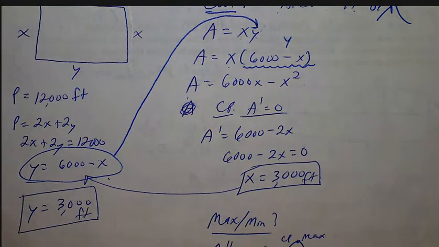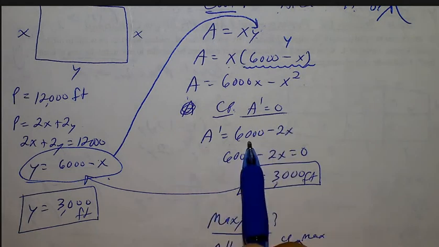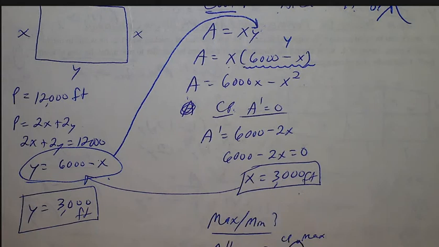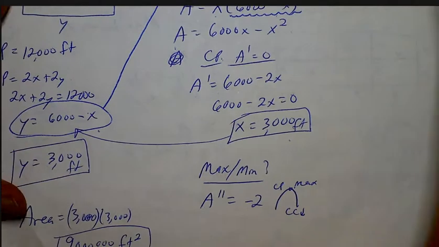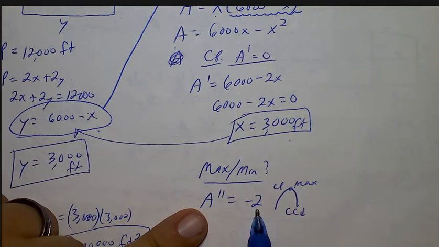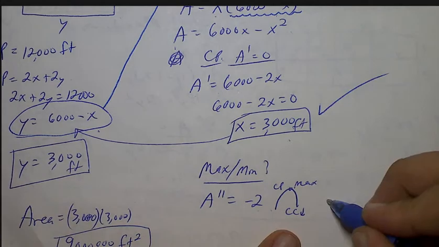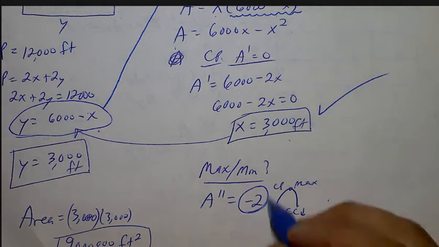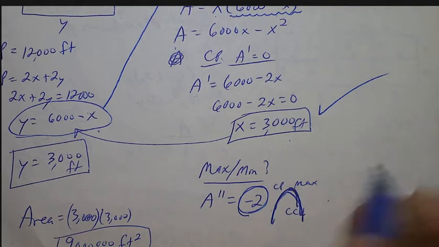So now, is that 3,000 going to be a max or a min? I'm going to use the second derivative test. So take the second derivative, which is just negative 2. And again, there's no x because I only have one critical point. That means that one point's going to be a max or a min. And because this is negative, that means our function's concave down, proving that our critical point is a maximum. So what did we find the maximum of? We found the maximum area. We proved that this number gives us the maximum area.